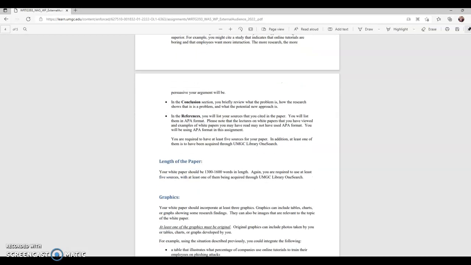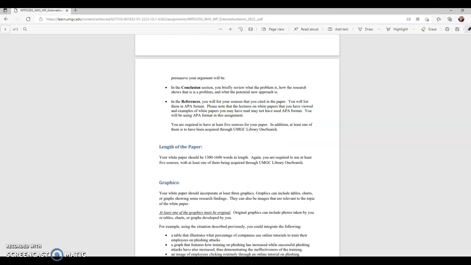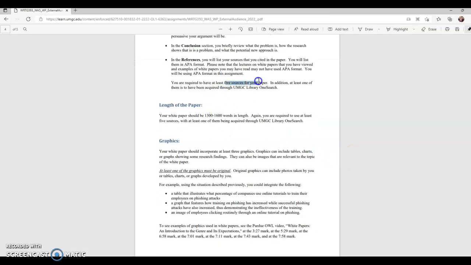I want to make one important note. Your references should match the sources named in the essay, right? If you mention Smith and Gomez in the references, I want to see a Smith and Gomez reference. So you want to make sure everybody that's in the references is named in the body, and everyone in the body has a corresponding reference. Okay, and remember those 5 sources.